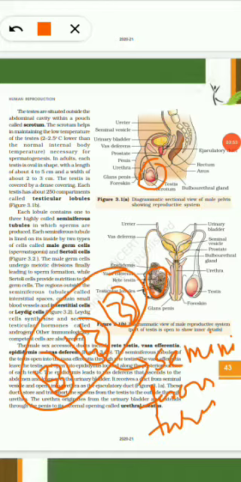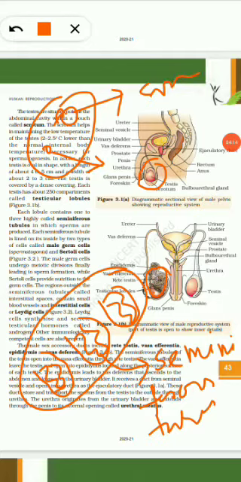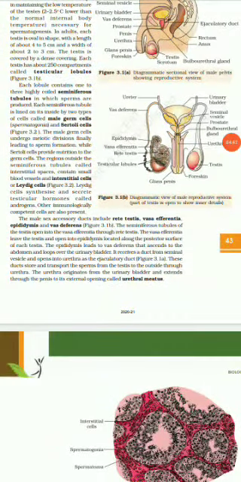Each seminiferous tubule has a lining of 2 kinds of cells: the male germ cells and the Sertoli cells. The Sertoli cells provide nutrition, whereas the male germ cells form the sperm. The region outside the seminiferous tubules is the interstitial space, which contains blood vessels and interstitial cells, or Leydig cells. These Leydig cells synthesize and secrete the testicular hormones. The male sex accessory ducts include rete testis, vasa efferentia, epididymis and vas deferens.